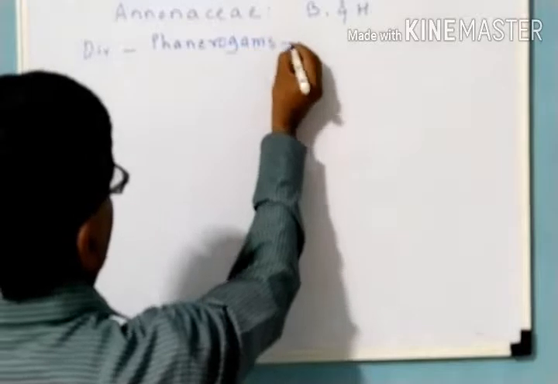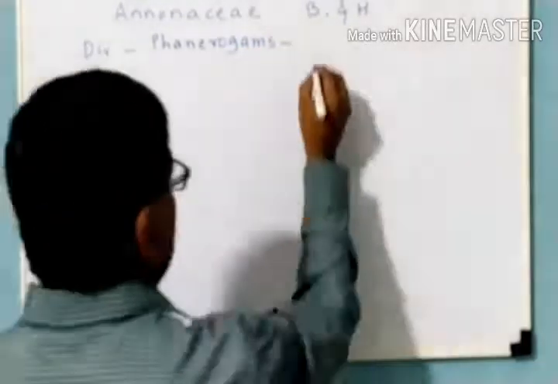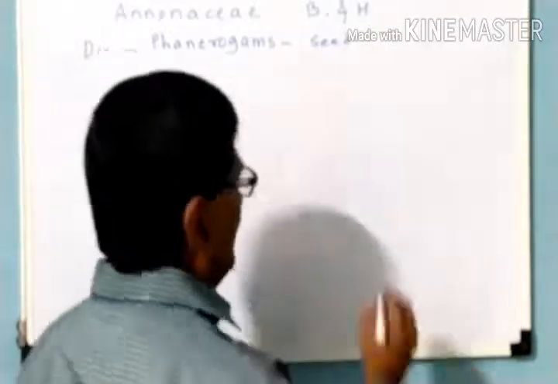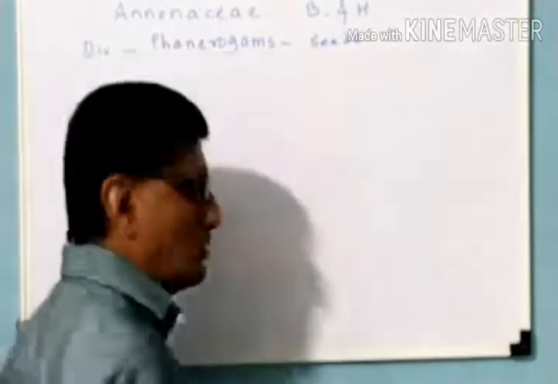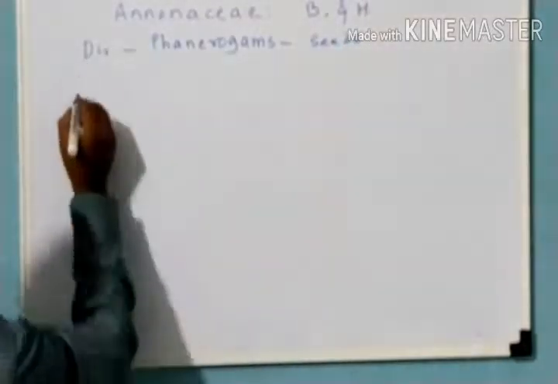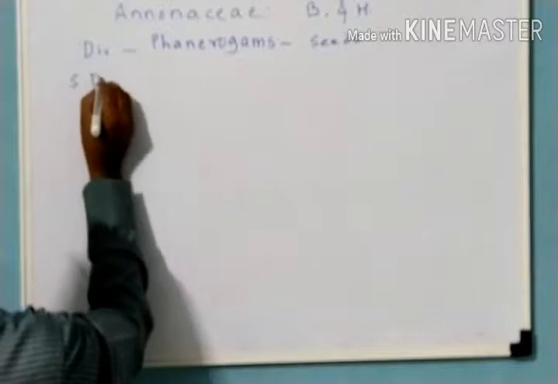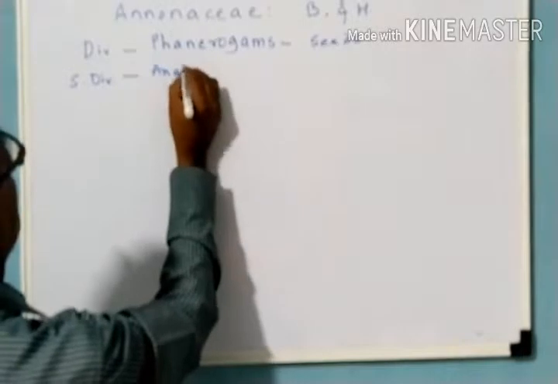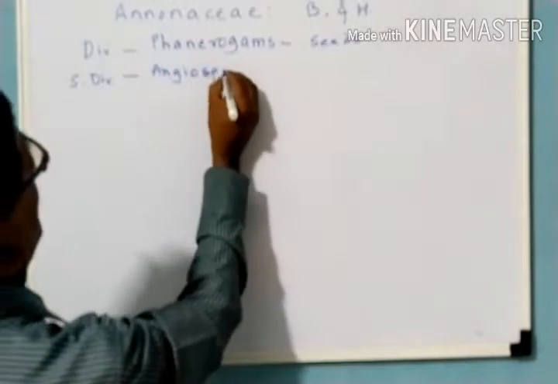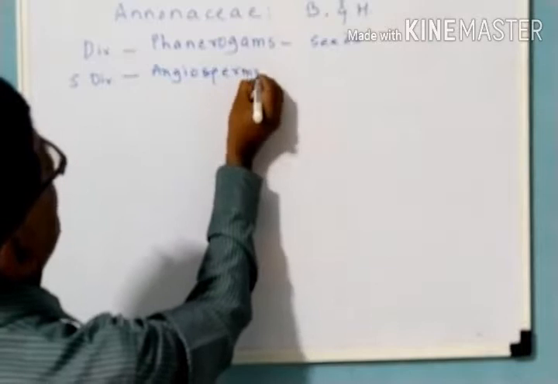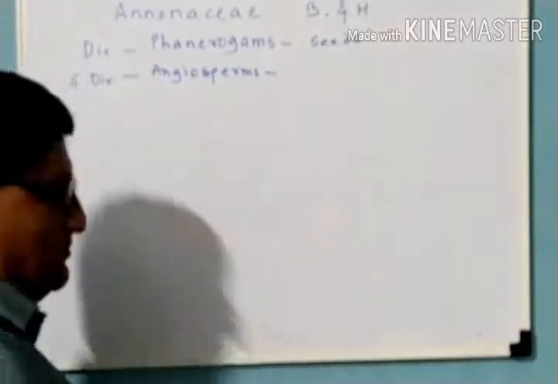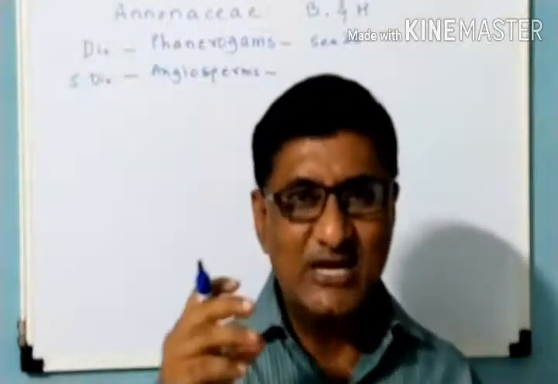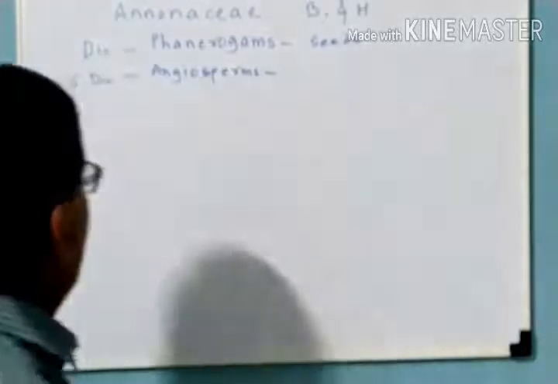What are the reasons? The Phanerogams means the seed-bearing plants. The seeds are present in this particular plant, so they are called Phanerogams. Then subdivision Angiospermae, or angiosperms. The reasons are flowering plants and ovules enclosed in the ovary, or seeds are inside the fruit. These are the two reasons for angiospermy.